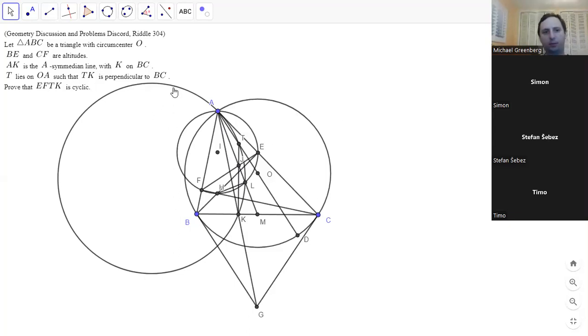So Timo, did you prove that this was cyclic, or you just saw that it was equivalent to the problem? I only saw that this is equivalent. Okay. All right.